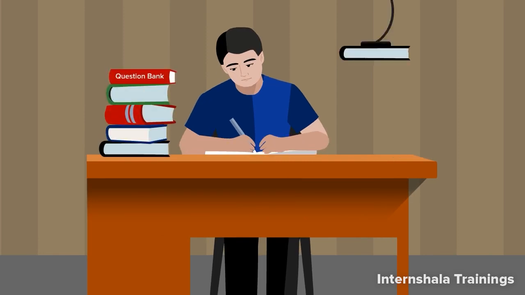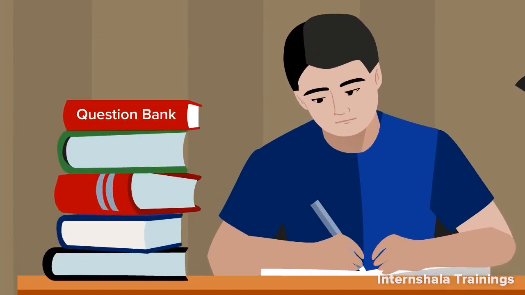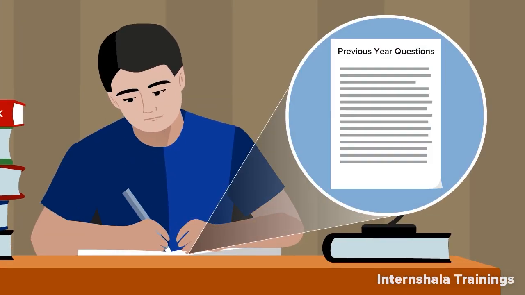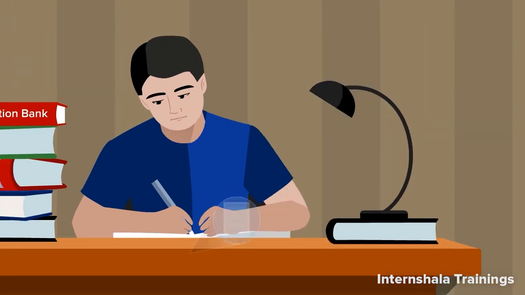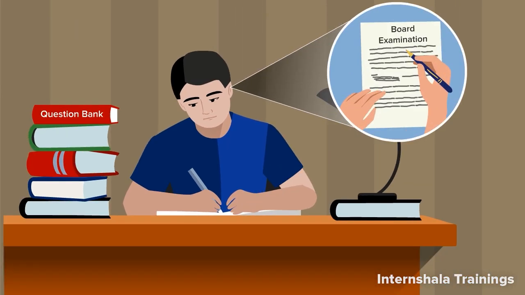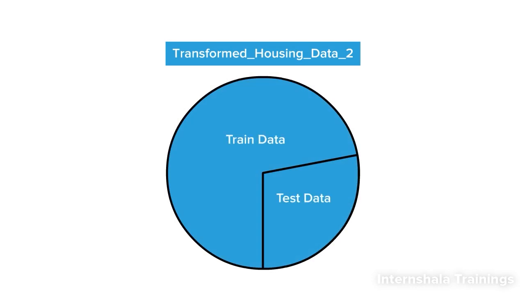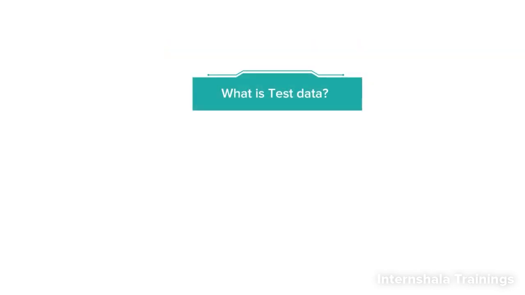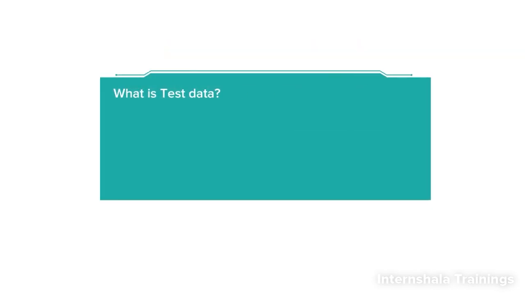For example, before your board examination, you learn from question banks or previous year questions so that you perform better in your board exams. Similarly, the models are trained using the train data, which is a subset of the actual data and consists of major portion of the data. Now we have understood what train data is. Let's move on to test data.